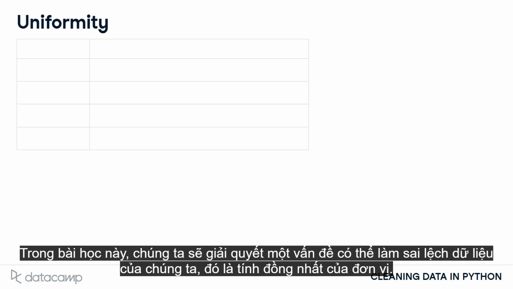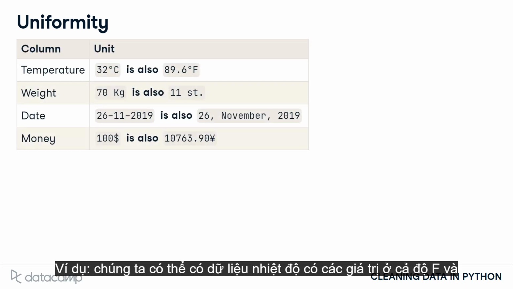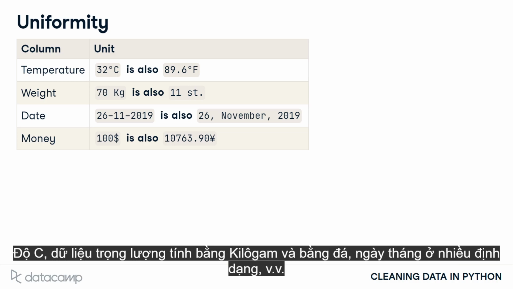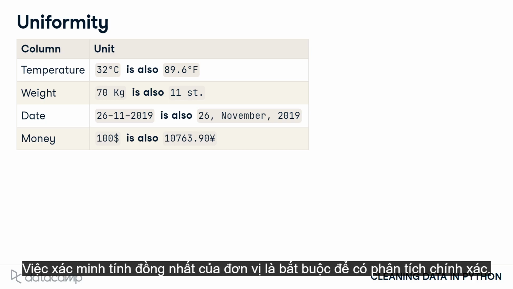In this lesson, we're going to tackle a problem that could similarly skew our data, which is unit uniformity. For example, we can have temperature data that has values in both Fahrenheit and Celsius, weight data in kilograms and in stones, dates in multiple formats, and so on. Verifying unit uniformity is imperative to having accurate analysis.